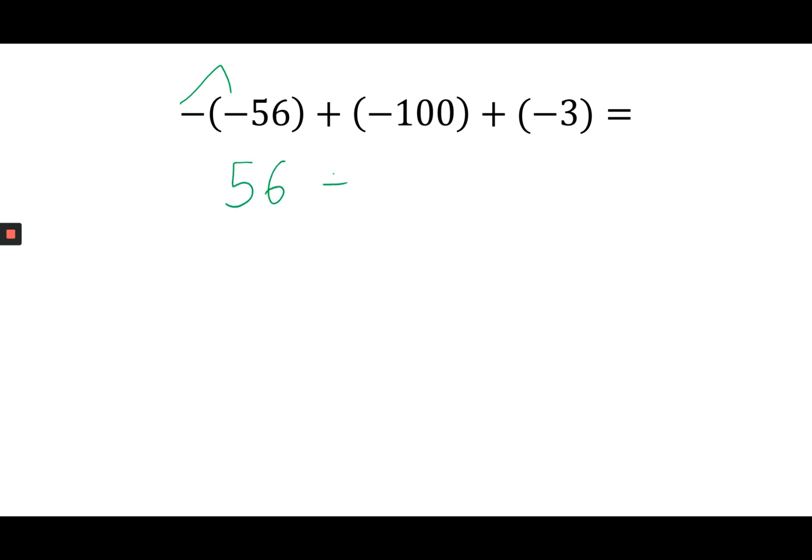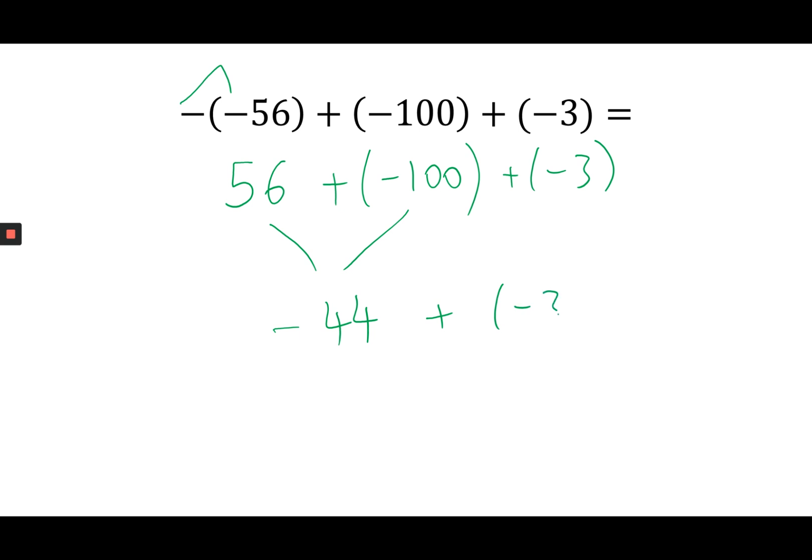56 plus negative 100 plus negative 3. 56 plus negative 100 is, first of all, negative is bigger here, right? That's why it's going to be negative. 100 minus 56 is 44. Plus negative 3. Negative 44 plus negative 3, the signs are same. So I need to put these together, negative 47.